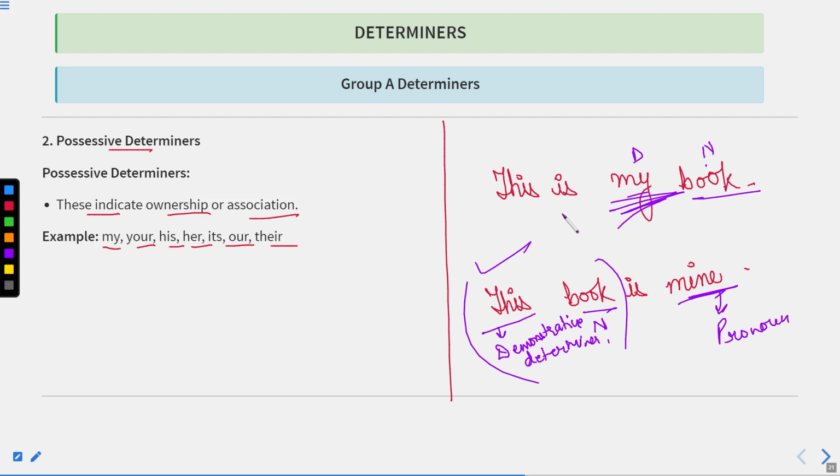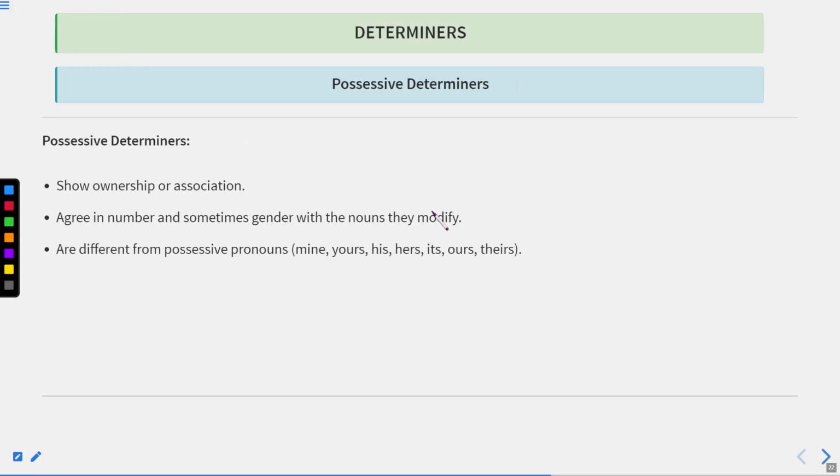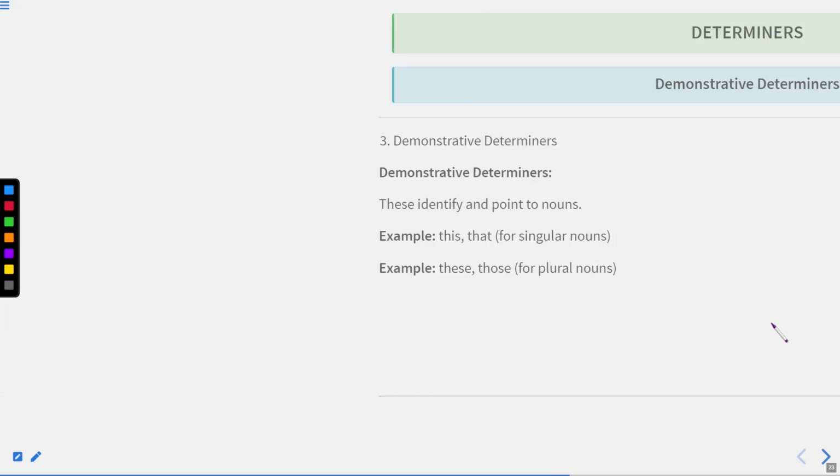Whereas if we see these two sentences, this mine is a pronoun. So this is the basic difference and the use of possessive determiners, which are different from possessive pronouns. Now let us move to the next one. Possessive determiners show ownership or association, agree in number and sometimes gender with the nouns they modify, and are different from possessive pronouns mine, yours, his, hers, its, ours, or theirs. We have already discussed this concept in the last slide.